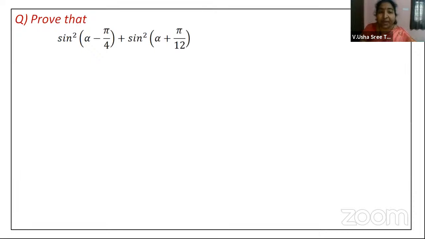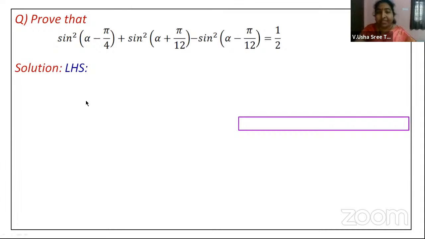Now, the next one. Prove that sine square (alpha minus pi by 4) plus sine square (alpha plus pi by 12) minus sine square (alpha minus pi by 12) is equal to 1 by 2. We'll go with the LHS part, children. Now here again, just observe the LHS. In the LHS, you have the sine square A minus sine square B form. So sine of (A plus B) into sine of (A minus B). So instead of these two terms, we can always write it as sine of (A plus B) into sine of (A minus B) form.